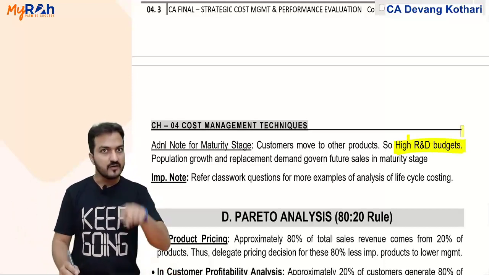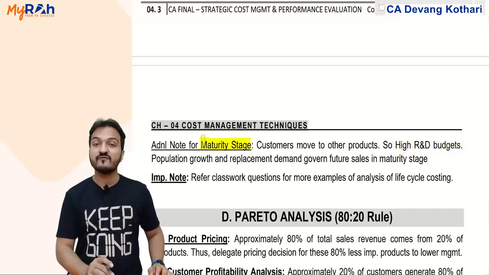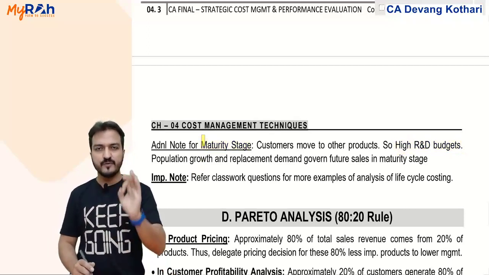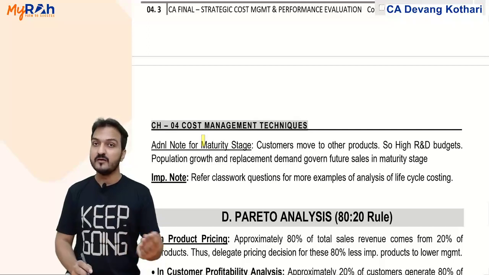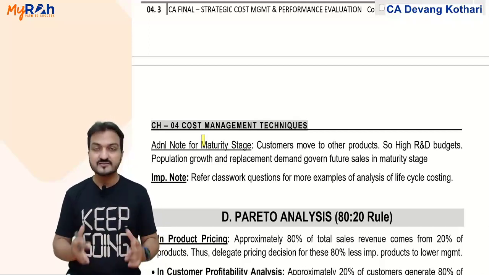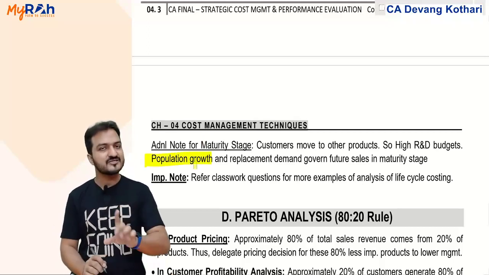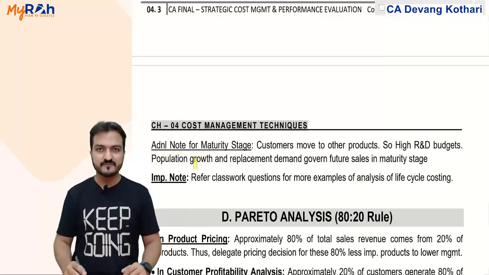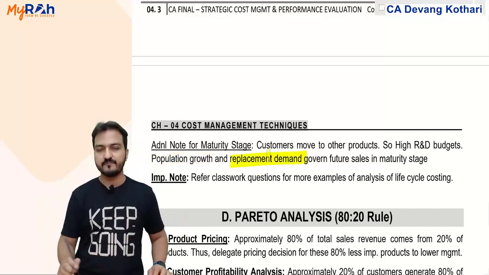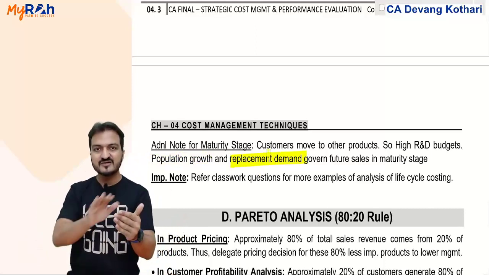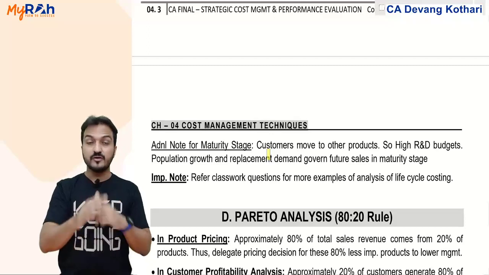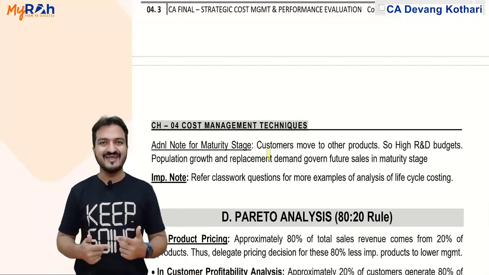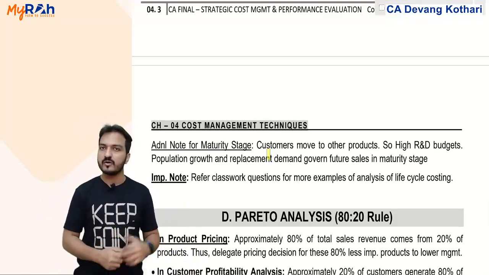Secondly, during maturity stage, if there is any increase in my sales, that increase is generally not because of market share increase. Whatever sales increase happens might be because of population growth. Overall population of the country increases, so the demand will increase, or because of replacement demand. Replacement demand means my existing customers are buying my product again. So during maturity stage, I generally don't get new customers, but still my sales might increase because of population growth or because of replacement demand.